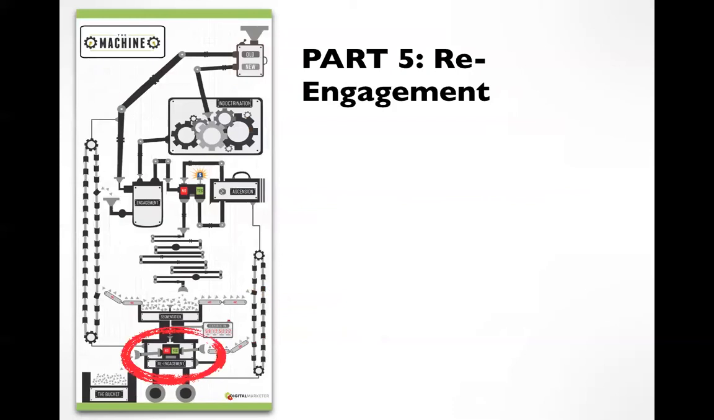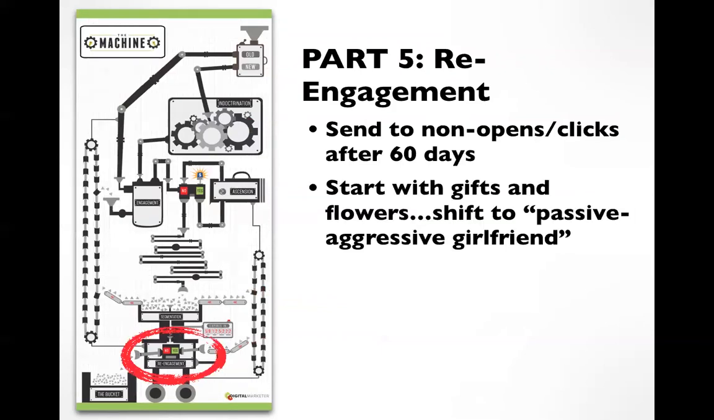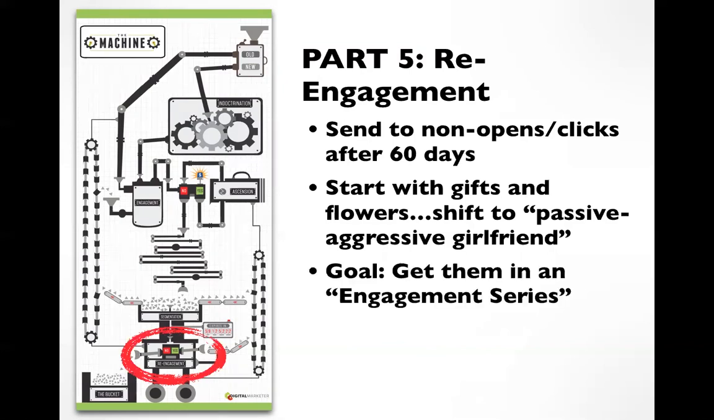All right, so let's talk about part 5, re-engagement. We want to send to non-opens and non-clicks after 60 days. There's a couple different reasons why we don't want people sitting on our email list and not doing anything. It affects our deliverability, 1, and 2, if we have people on our list who are not active, who are not engaged, who are not really interested in what we have, we want to start to get them off our list if that's what they really want. But if they're interested in purchasing and maybe they forgot about us, then the other thing that re-engagement does is it gets them into an engagement series, which is where we want everyone to live because that's where we're making our money.